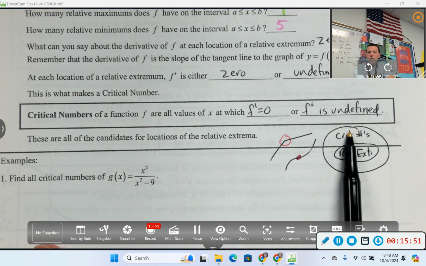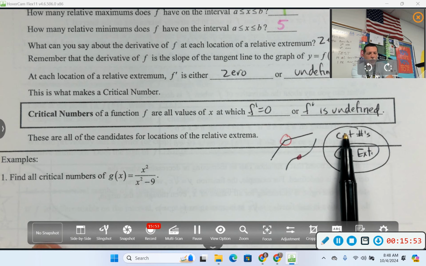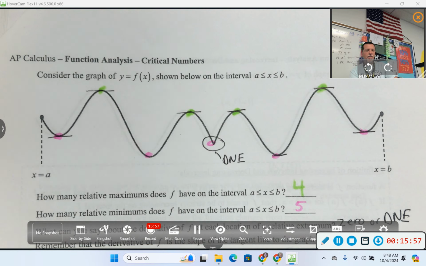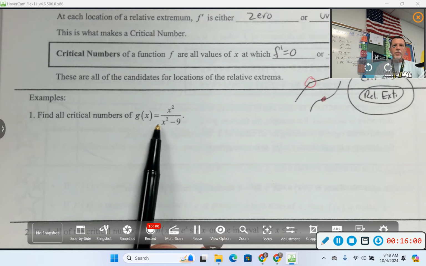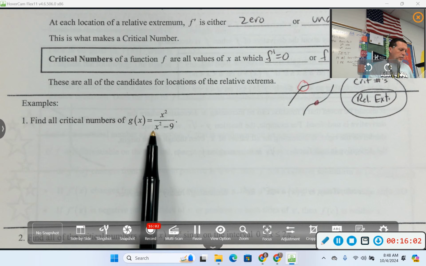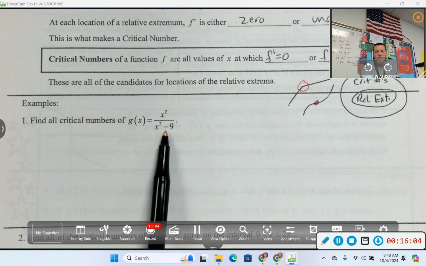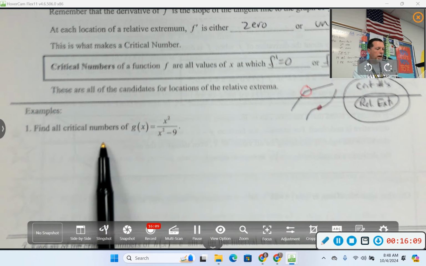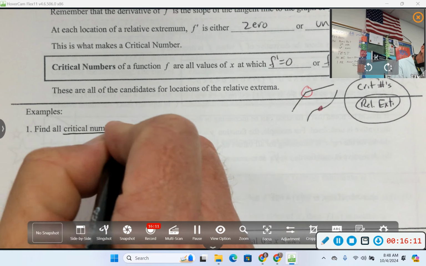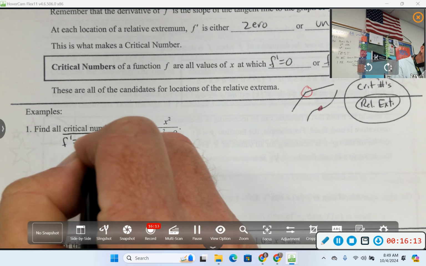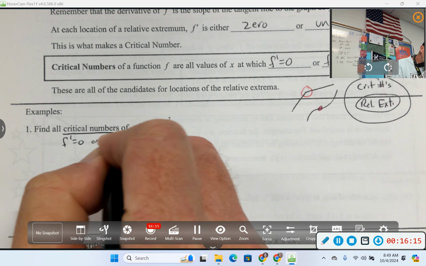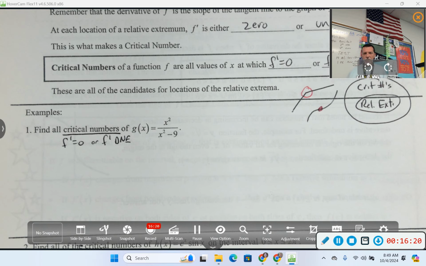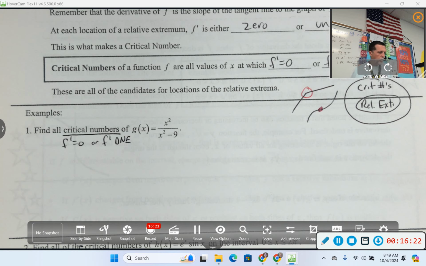Like if we have an equation, you can find critical numbers from an equation pretty easily. Relative extrema, if you look at a graph, it's super easy to find those. But if you're looking at an equation, you're probably thinking, I don't know what that graph looks like, so I couldn't tell you what its relative extrema are. But I can find all the critical numbers, because that's where f prime is 0, or f prime is undefined. So let's take a derivative, and then we'll figure out where it's 0 or undefined.